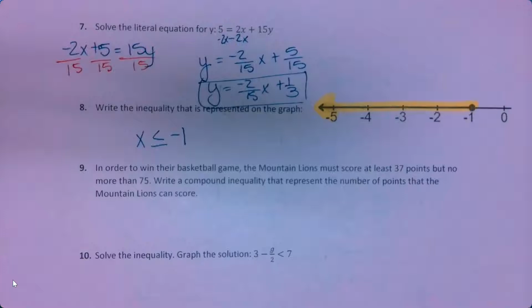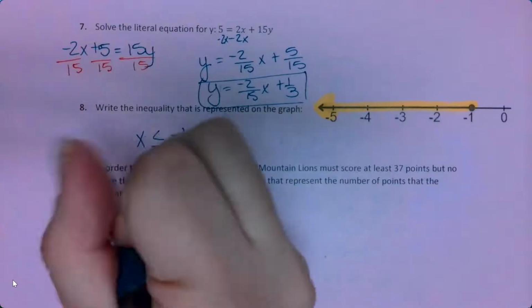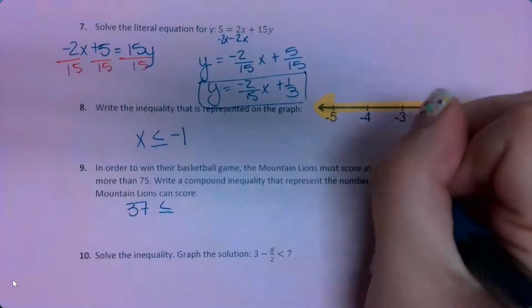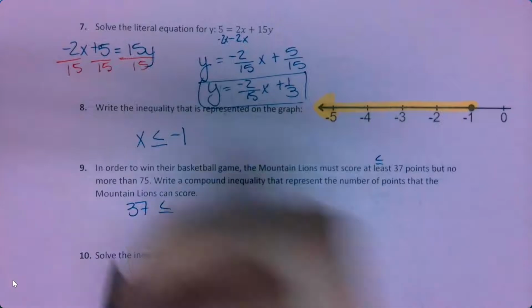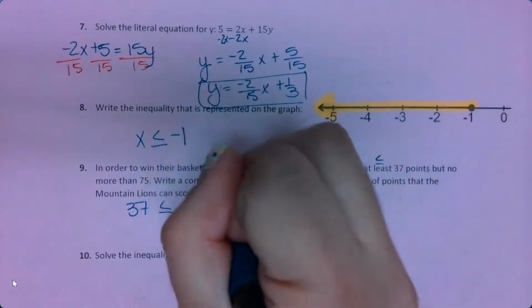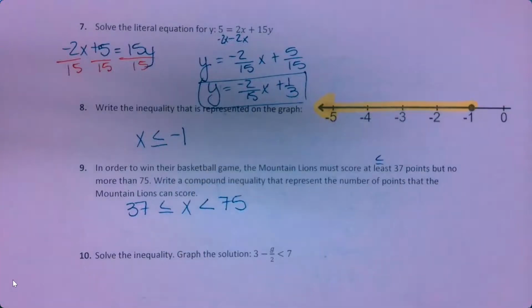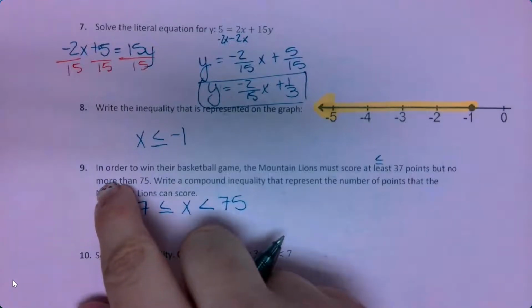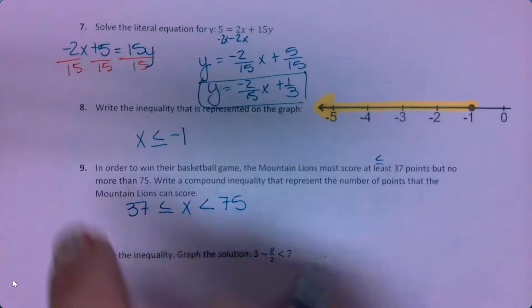Number 9 says, in order to win their basketball game, the Mountain Lions must score at least 37 points, but no more than 75. Write a compound inequality that represents the number of points that the Mountain Lions can score. So my lowest number is 37. They can score it because the word at least includes, and no more than 75. So I have less than 75. Okay. This one is just a regular inequality because it says no more than, so that doesn't include 75.